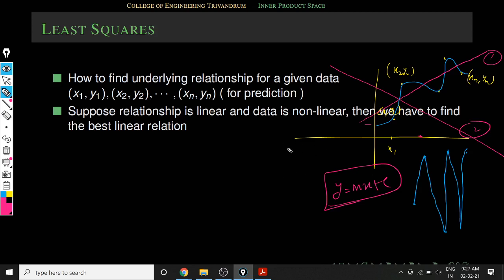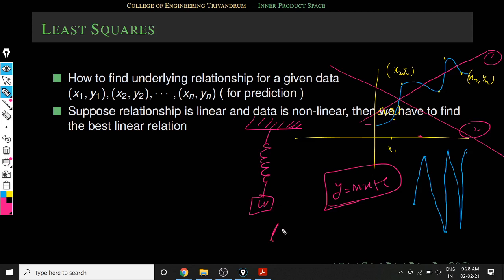For example, suppose we are going to measure the elasticity of a spring. To find the elasticity of a spring, there is a standard law called Hooke's law. Suppose we put a weight W here, and suppose this side is fixed. Then when we put a weight, naturally the spring has some elongation. Hooke's law states that the elongation is linear with respect to weight.